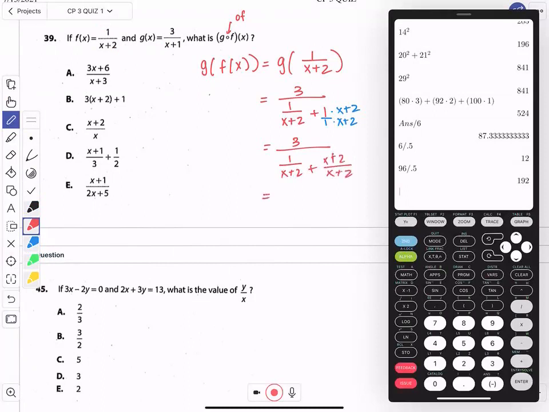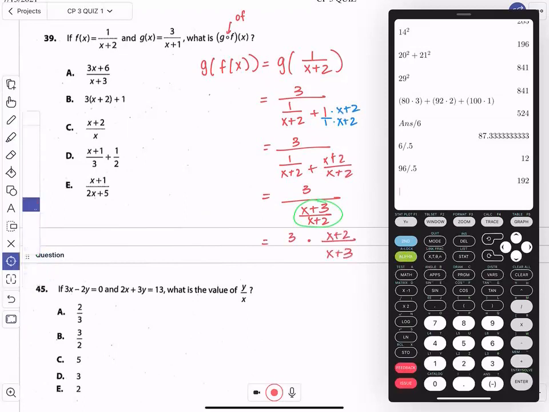Okay, I'm going to combine like terms. So I have x plus 2. Oops, I need to make more room for that. So there's a 3 on top, x plus 2. There's an x plus. So notice there's x here, and then 2 plus 1 is 3. All right, so we're dividing. So I need to flip this guy. So 3 times x plus 2 is now on top, x plus 3.